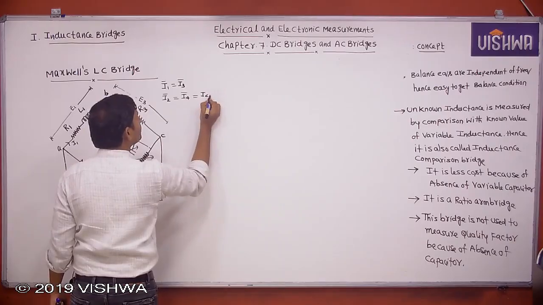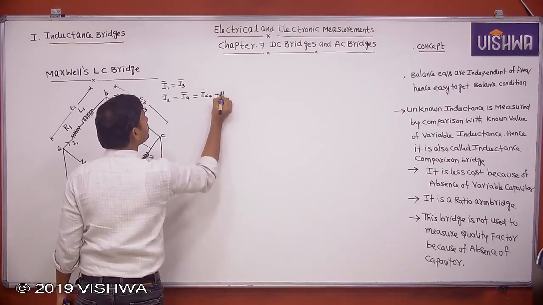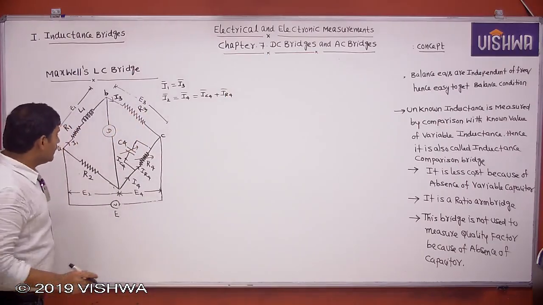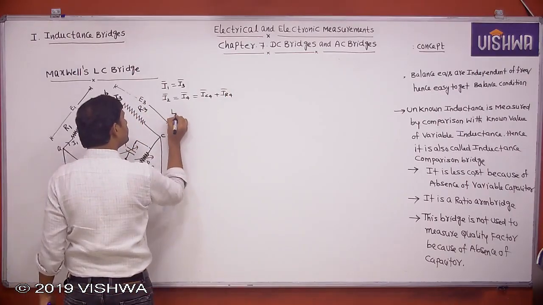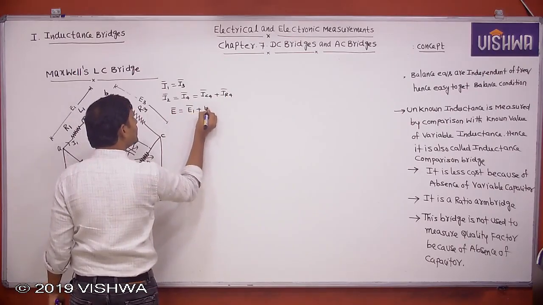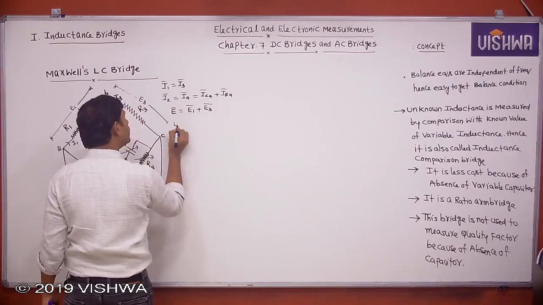IC4 plus IR4. Okay. Then what is E equal to? E1 plus E3 or E2 plus E4.